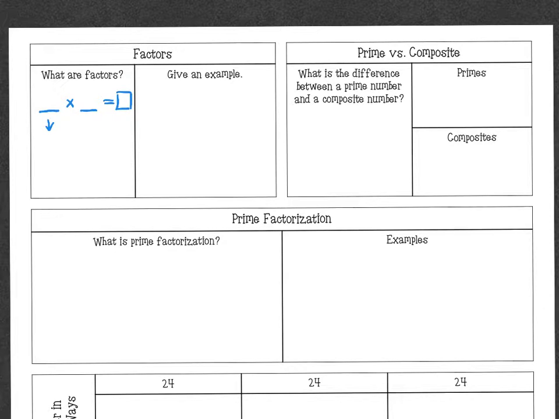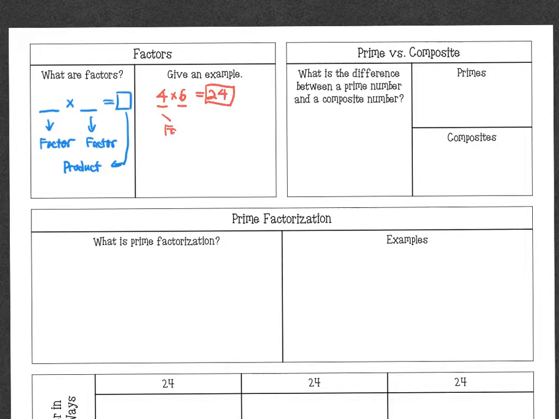So this is called a factor, and this something is called a factor. So these two quantities are called factors, and then this is called a product. So a product equals factor times factor. I'll give you an example. 4 times 6 equals 24. That's a factor, that's a factor. And this is a product, right?